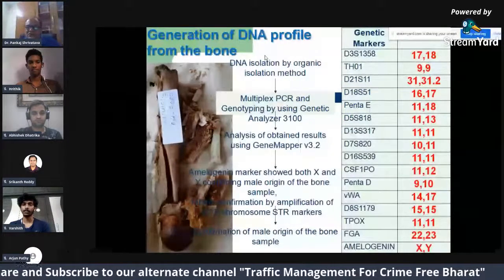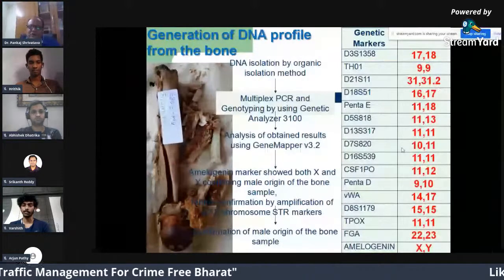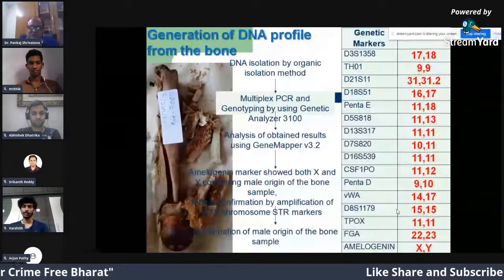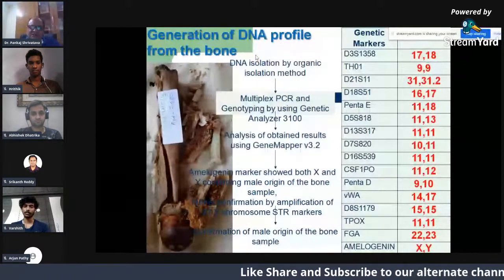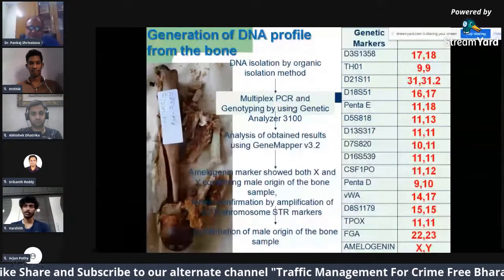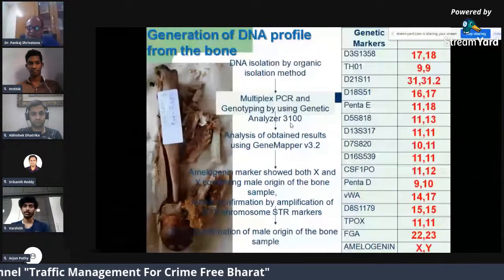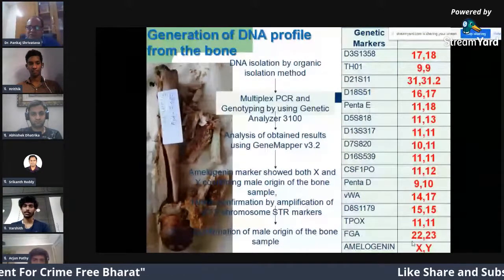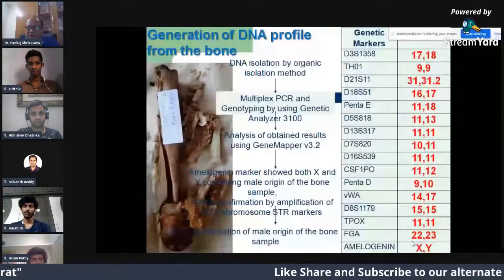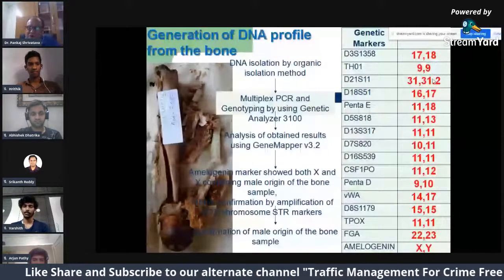Okay, so now this is the profile which we could generate from bone sample. Okay, so this is the method. Organic extraction was used. Then we do multiplex PCR. Then we analyzed with genetic analyzer and GeneMapper software. Okay, and now this is the final outcome. So we'll talk about the profile later. For now, just remember that we got a profile.